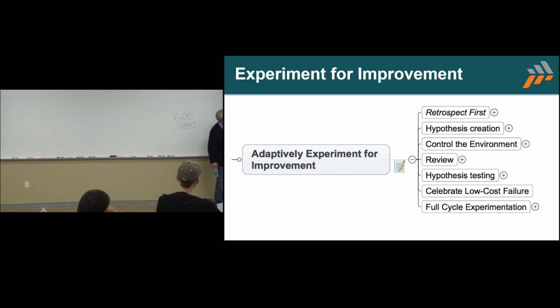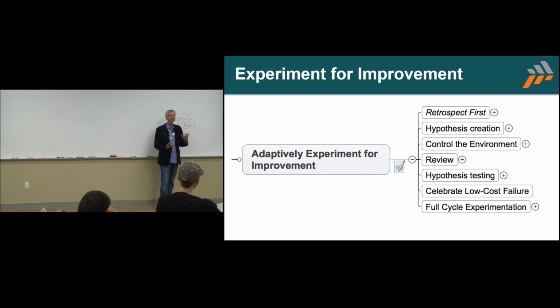Anyway, so, adaptively experiment for improvement. I didn't quite come out and say it, but I'm saying it now: I think the retrospective is the very first meeting of Scrum. Why do I say that? Because you're forming hypotheses. Yes, you're forming a hypothesis, right?